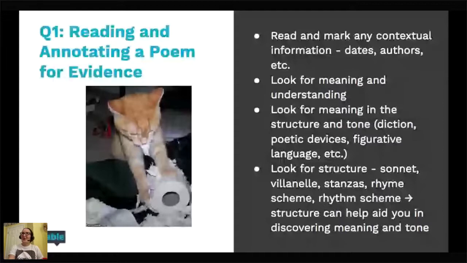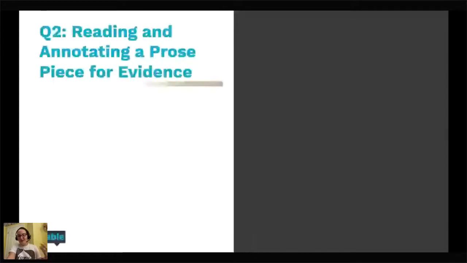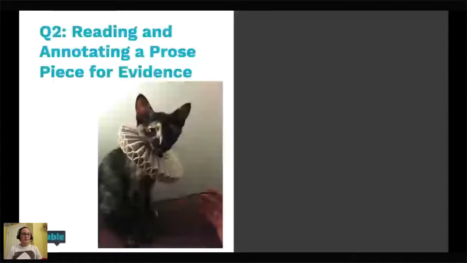All right, so that's Q1. Those are the things, specifically looking for poetic structure things. For Q2, you're reading a prose piece or a drama piece for evidence.